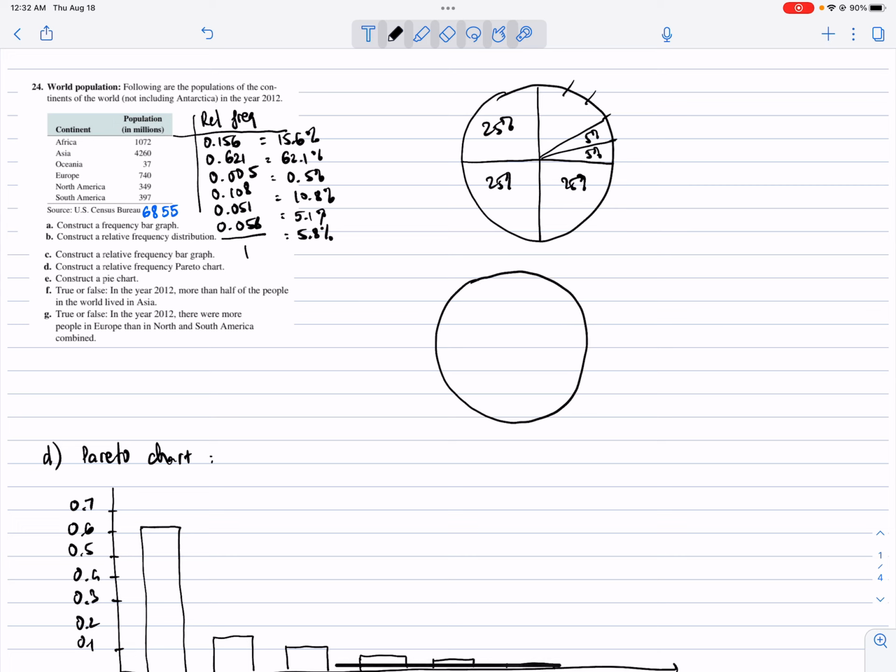And now the first one gives us 15.6%. So this is about 15%, a little more than 15%. Okay, so you start from here, and this is 5%, another 5%, another 5%. This is 15%. So 15.6 is a little bit more, right here. So the first one is for Africa, and that is 15.6%.